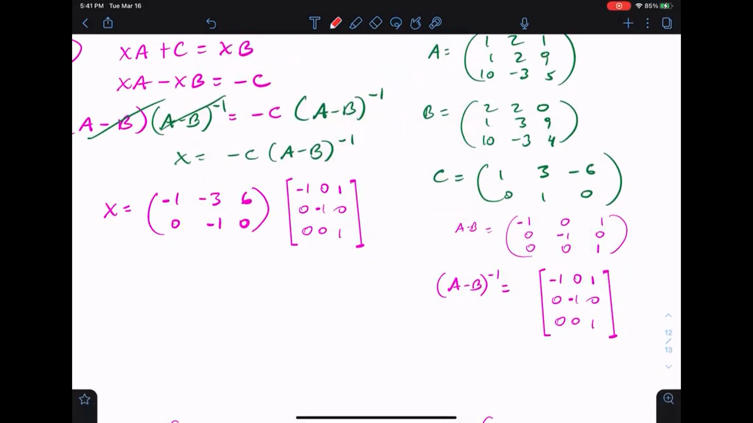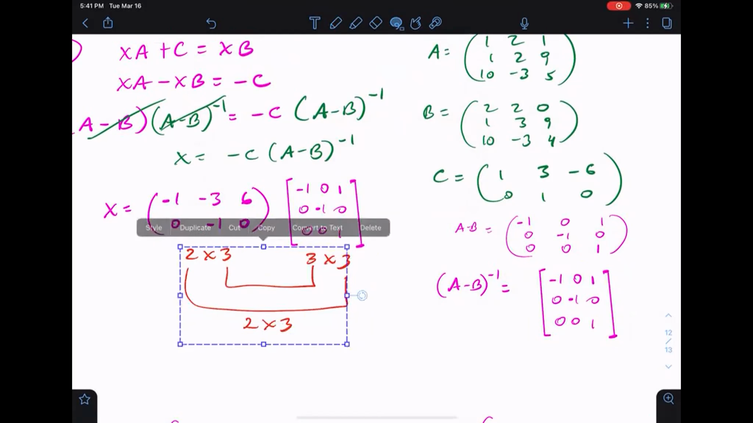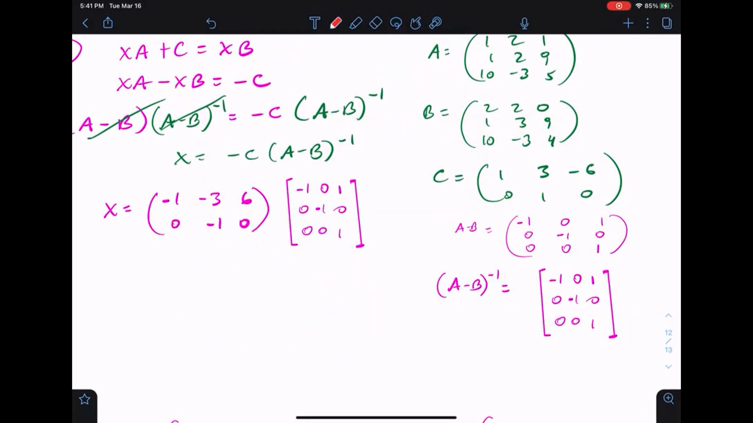Now, you need to verify that the dimensions match. This is a 2 by 3, 2 rows, 3 columns, and this is 3 by 3. So the dimensions match, and you're going to get as an answer a 2 by 3. So you know what kind of matrix you're going to get. You need to compute that. So X equals, do the dot product. For the first one, you get 1.